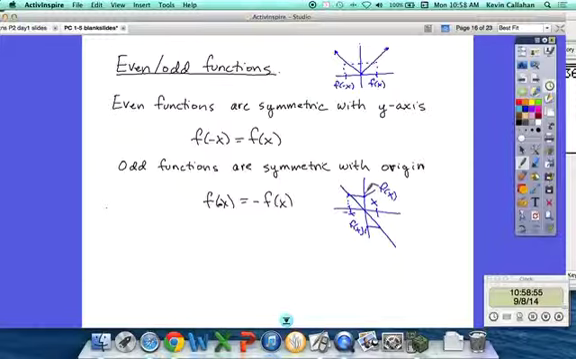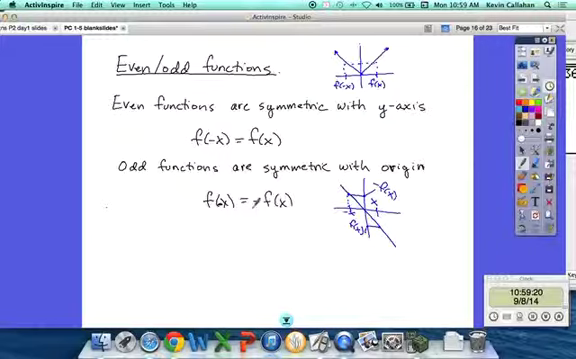So generally what we do, because there are problems where we have to determine whether it's even or odd, you plug in negative x for x, make it f of negative x, and see what happens. If it simplifies and what you get is the same thing you started with, then it's even. If you get the opposite of what you started with, then it's odd. And if you get neither, then it's neither.